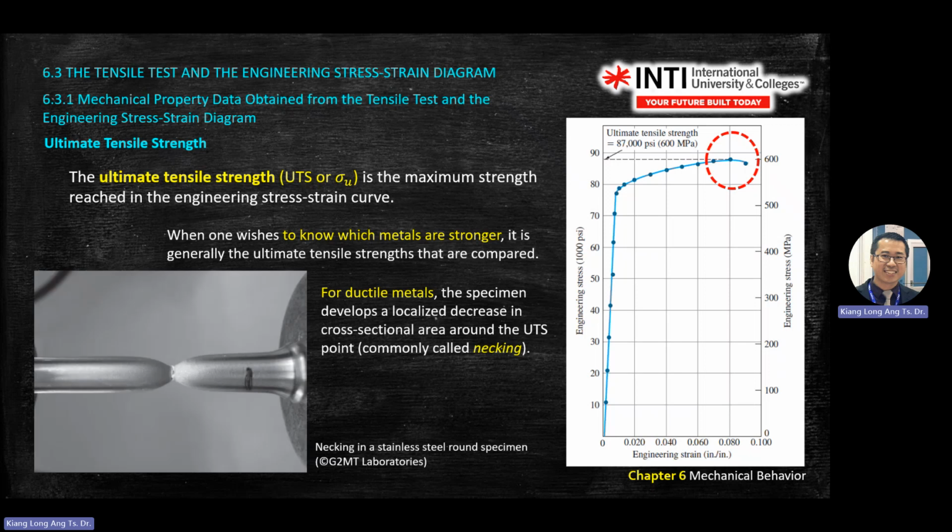Okay, so for ductile material, you'll see this behavior called necking. You'll see this one in the experiment later. When you see this, it means it has already reached the UTS point. After this, it will snap.